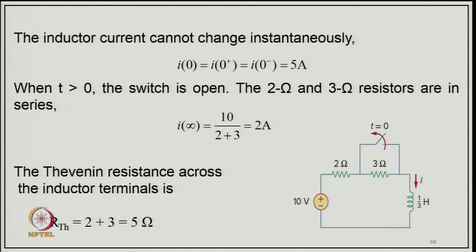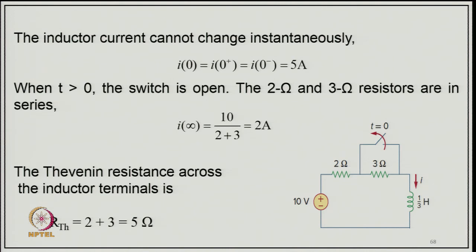Now, the 2 ohm and 3 ohm resistors are in series. So, I infinity will be now 10 divided by 2 plus 3, that is 2 ampere. So, I infinity is 2 ampere and I(0) is 5 ampere. So, the current has to go from 5 ampere to 2 ampere after opening the switch.